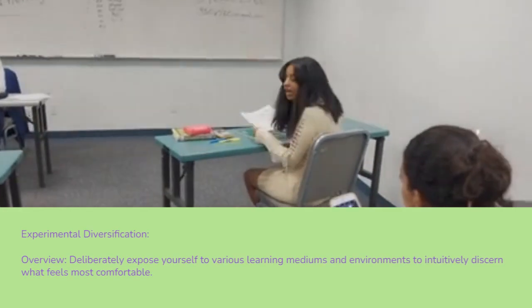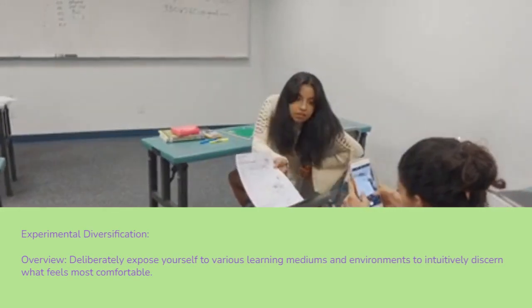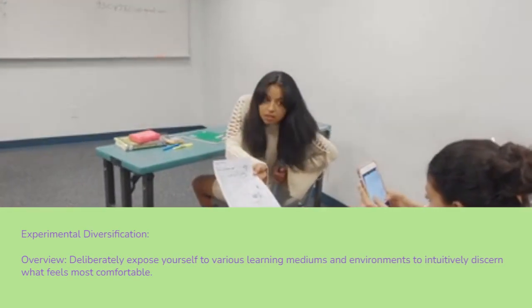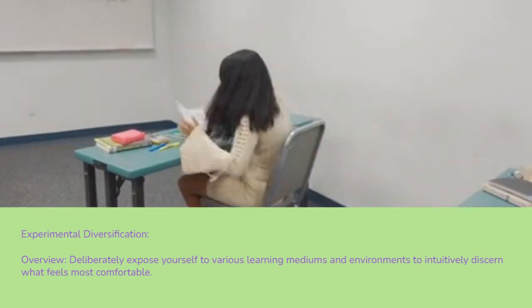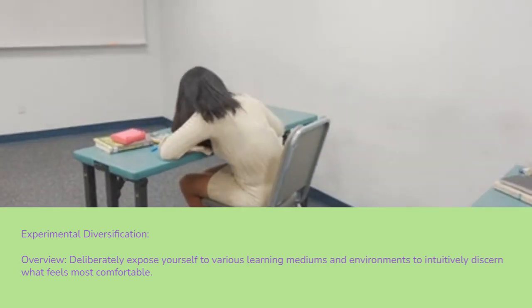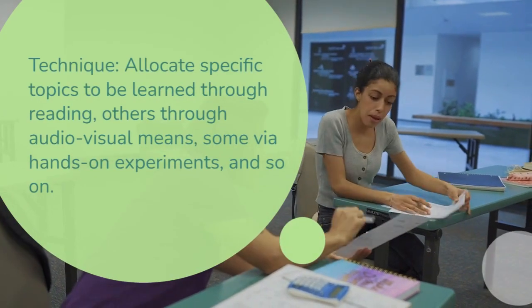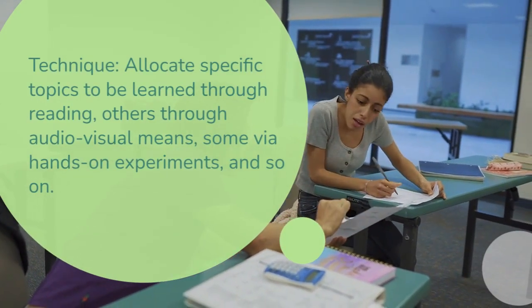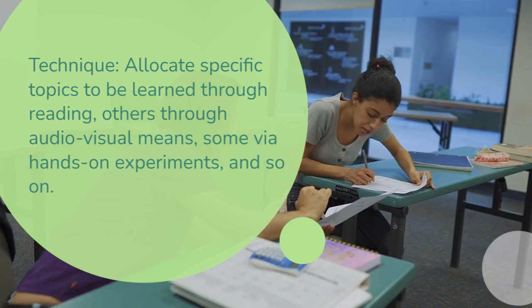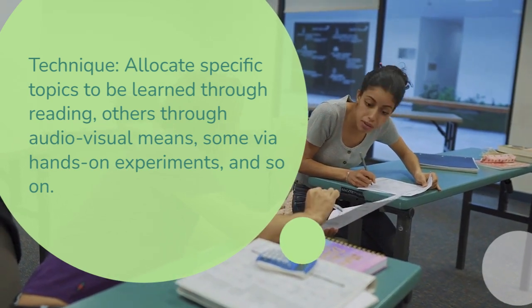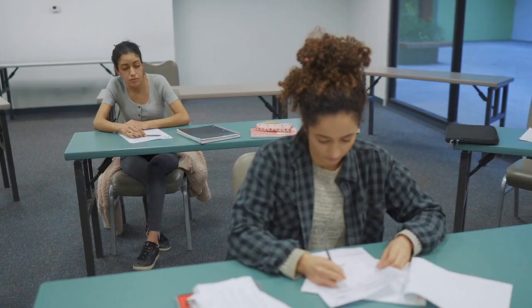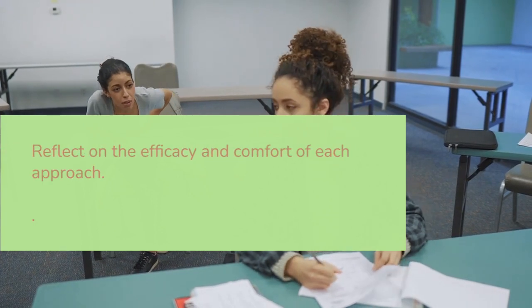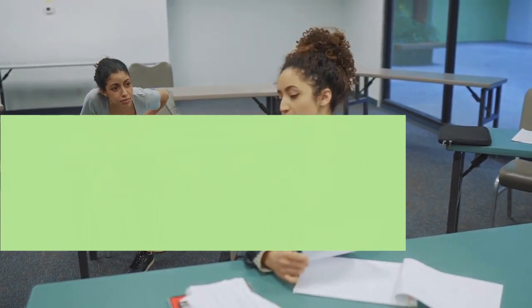Experimental diversification. Overview: deliberately expose yourself to various learning mediums and environments to intuitively discern what feels most comfortable. Technique: allocate specific topics to be learned through reading, others through audio-visual means, some via hands-on experiments, and so on. Reflect on the efficacy and comfort of each approach.